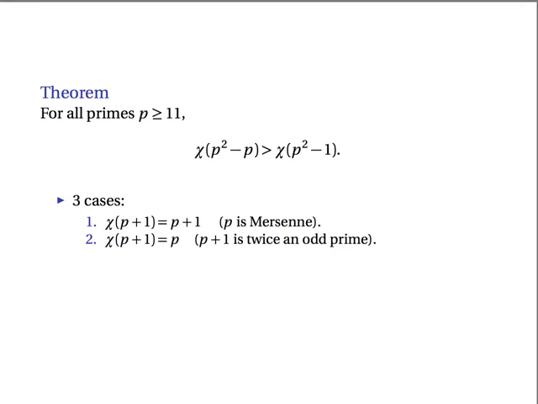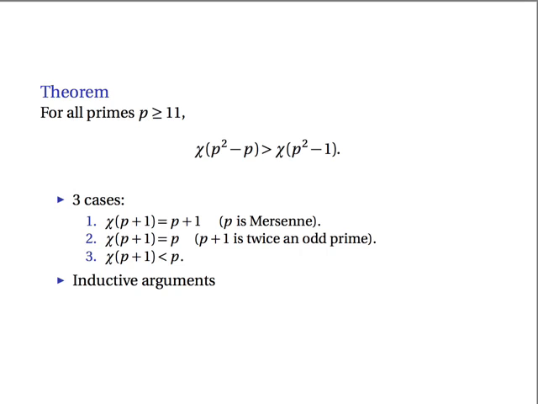The case when the clique number of p plus 1 is p. This only occurs when p plus 1 is twice an odd prime. And then the general case where the clique number of p plus 1 is less than p. The arguments are essentially inductive in nature.